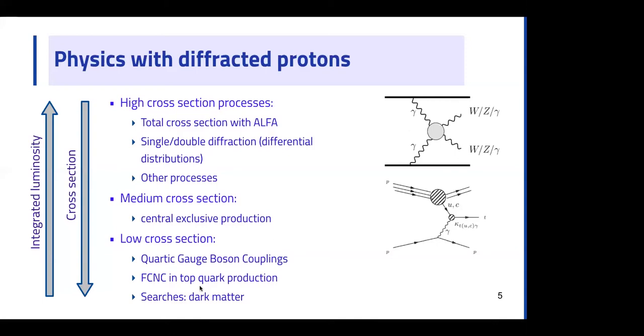In addition, we can search for new physics, and I will talk today about 2 different topics: flavor changing neutral currents in top quark production, and also searches for dark matter, as kinds of processes that are interesting to study. But there is a wealth of theoretical predictions that could be studied in searches that could be done with forward detectors.